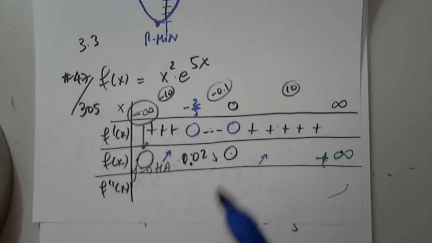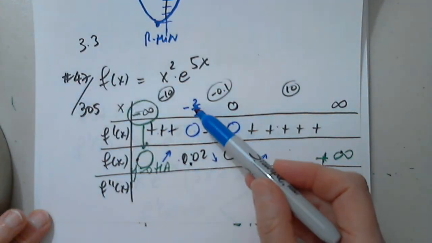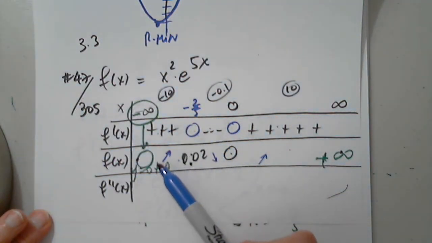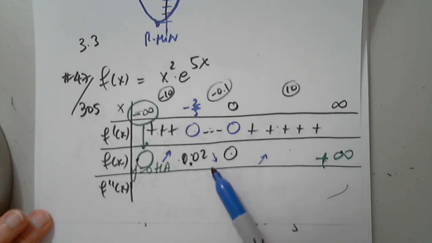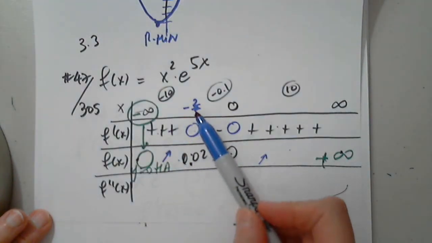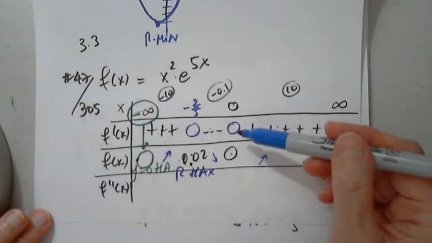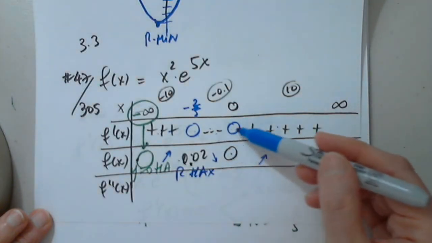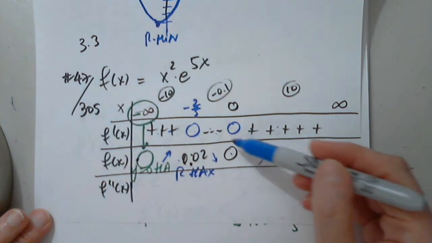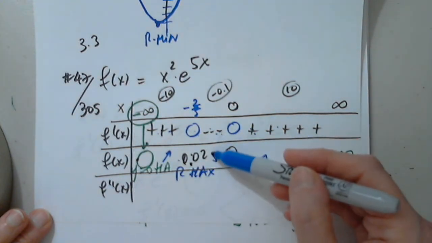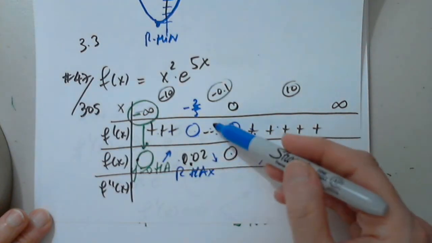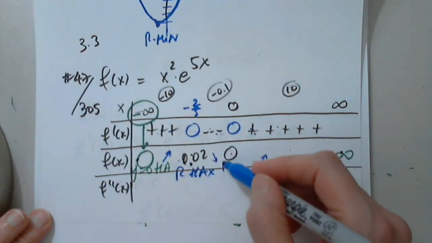Okay, so because this is a critical number and the function increases and decreases, this point is a relative max. Because this is a critical number and the derivative, not the function, the derivative changes sign from negative to positive, this is a relative min.